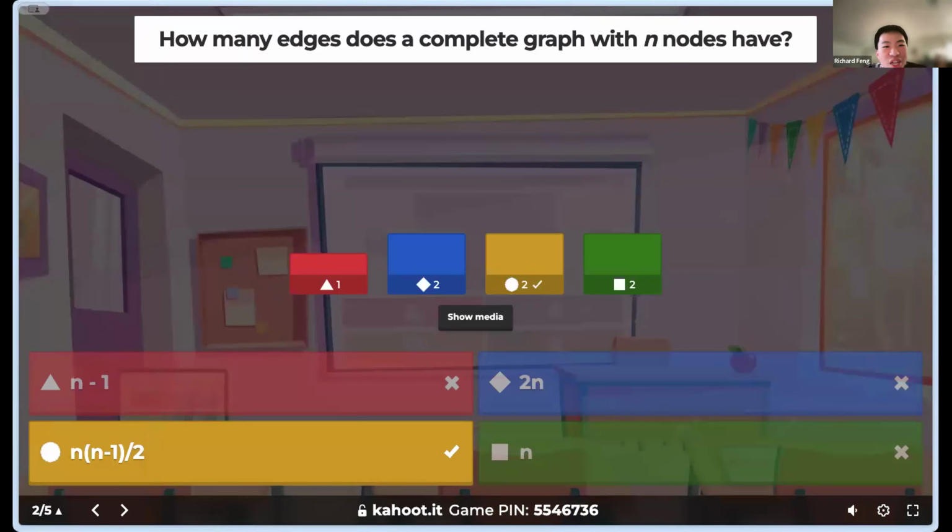Okay, I think I forgot to change the time limit, but that's okay. So this is the same thing as n choose 2, because if we have n nodes and, since it's a complete graph, there is an edge between every two nodes, we are just choosing 2. Or you can also do, there's n possibilities for the first one and n minus 1 for the second one, and then we have to divide by 2 since we are double counting each of them. Okay.